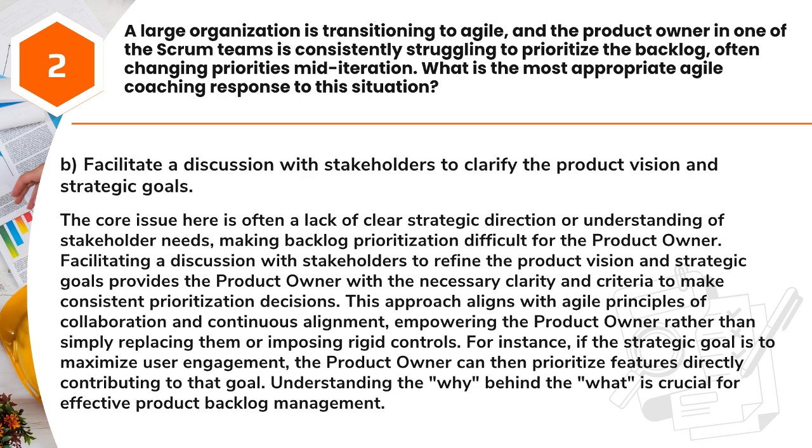This approach aligns with Agile principles of collaboration and continuous alignment, empowering the product owner rather than simply replacing them or imposing rigid controls. For instance, if the strategic goal is to maximize user engagement, the product owner can then prioritize features directly contributing to that goal. Understanding the why behind the what is crucial for effective product backlog management.